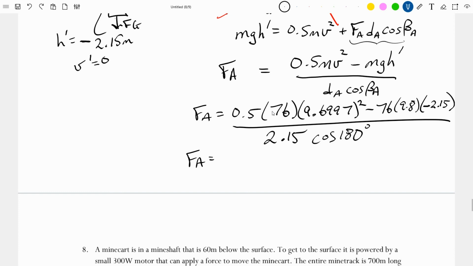Bracket 0.5 times 76 times, I'll type it in this time. Maybe that's where I screwed up. 9.6997, which I don't forget to square, minus 76 times 9.8 times negative, I don't remember if I typed that in last time, maybe that's what I screwed up, negative 2.15. Close bracket for the numerator, divide by, open up bracket, 2.15 multiplied by negative 1. Okay, that is for sure. Multiplied by negative 1, close bracket, cross my fingers, hit equals, and no, I get the same answer. Okay, so something's wrong. Something's very wrong.